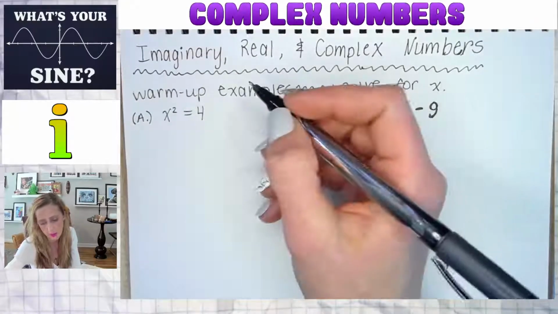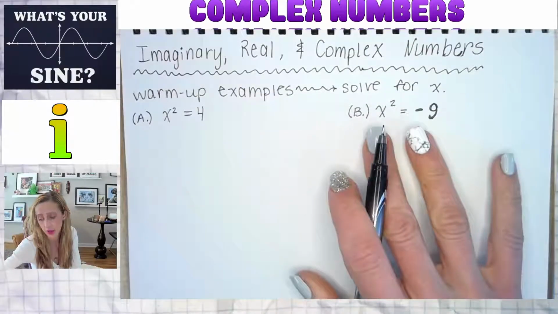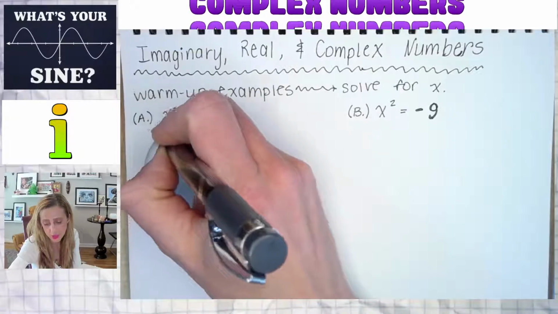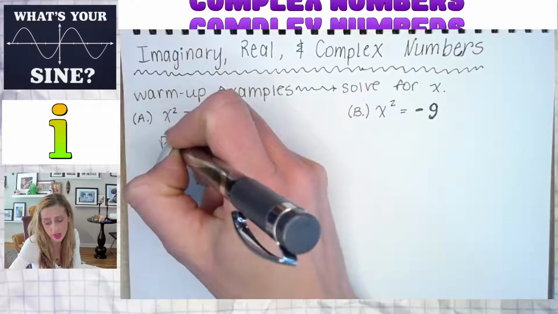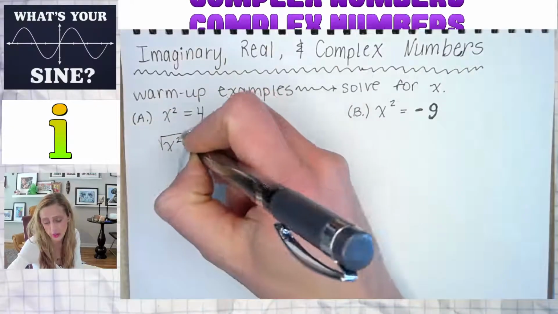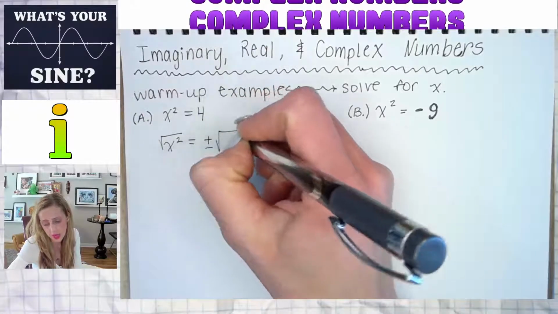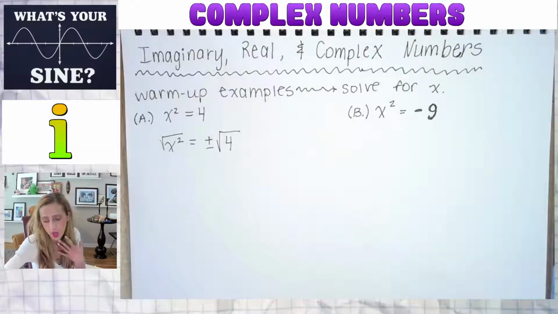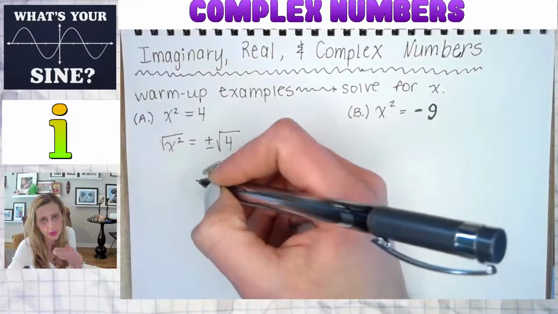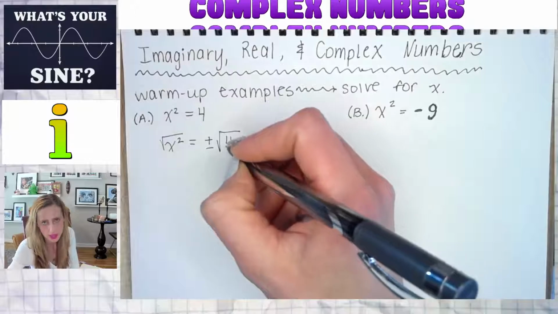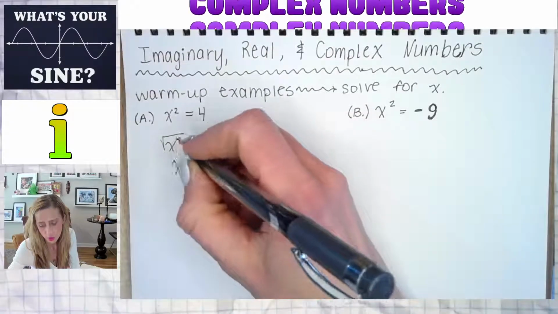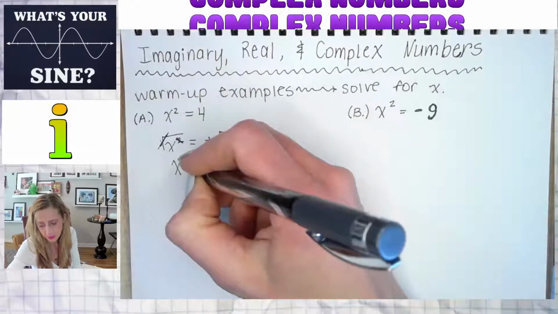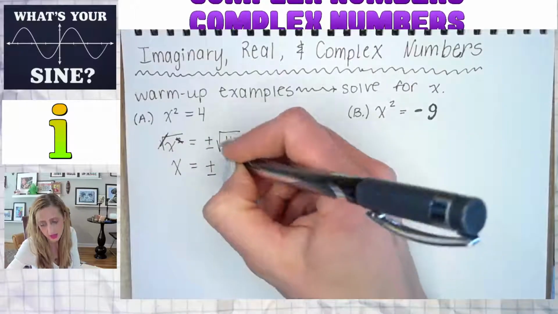For example, right here, these warm-up examples, solving for x. X squared equals 4. In order to solve for x, you would take the square root of both sides because that's the inverse of squaring. But when you take a square root yourself, we put plus minus out front. A square root is asking you what thing times itself equals that thing inside. So here the square and the square root are crossing out, gone, equals positive and negative.